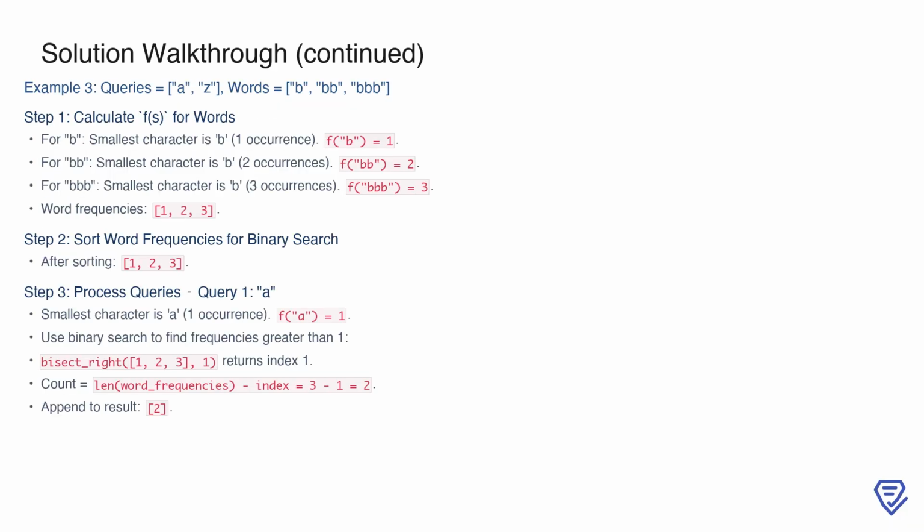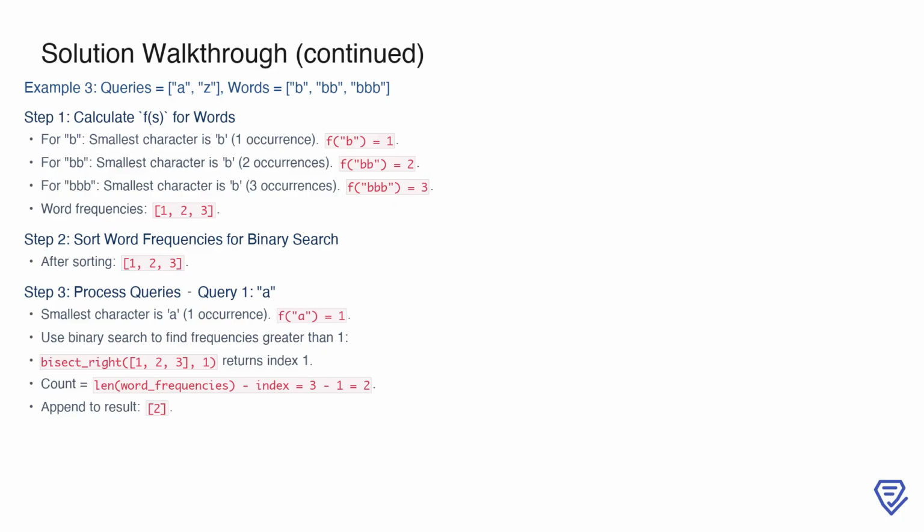In the third example, we have queries = ["Z"] and words = ["B", "BB", "BBB"]. First, we calculate f(s) for the words. For "B", the smallest character B appears once, so f("B") equals 1. For "BB", the smallest character B appears 2 times, giving f("BB") equals 2. Finally, for "BBB", the smallest character B appears 3 times, so f("BBB") equals 3. The word frequencies are [1, 2, 3]. After sorting, the list remains [1, 2, 3].